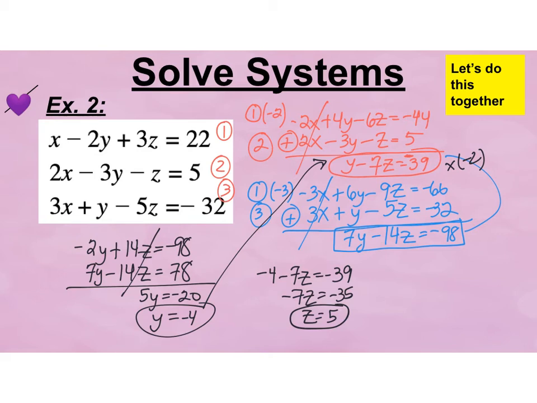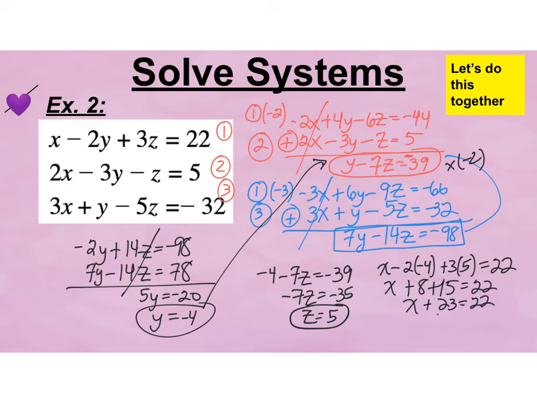And now we can go back and plug into one of our originals. I'm going to go into the first one to now solve for x. So x minus 2, plug in my -4, plus 3 times 5 equals 22. So we get plus 8 plus 15. And x is -1. Now you always want to put that back in alphabetical order x, y, z. -1, -4, 5, and our answer is an ordered triple.